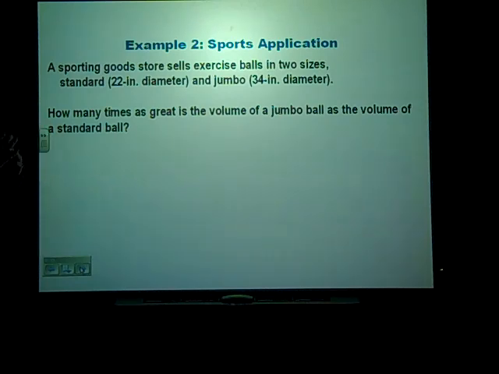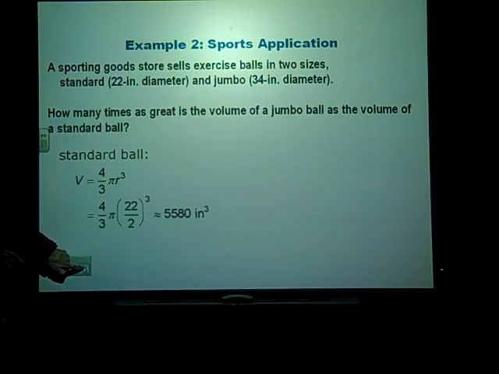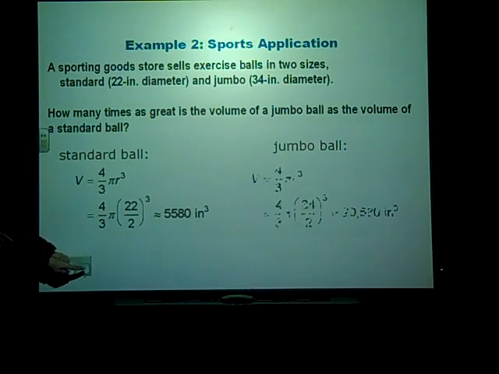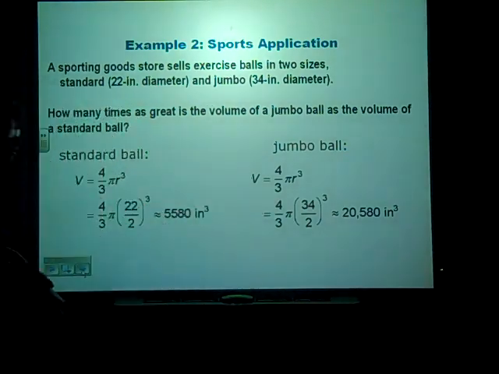Well, let's find both of them and divide. That's all we have to do. Standard ball, well, I'm going to use 11 for the radius. Write the formula, plug in 22 divided by 2, or just 11, and I know I've got about 5,580, okay? The jumbo ball, well, I'm going to use 17 for the radius, 34 divided by 2, and I'm going to plug that into my formula and get 20,580 cubic inches.